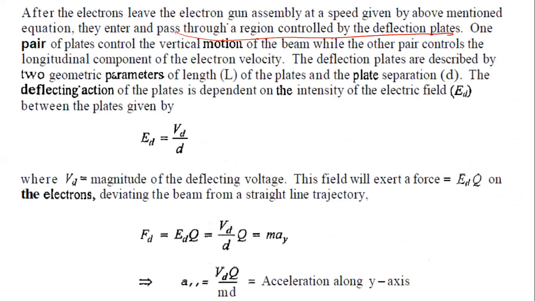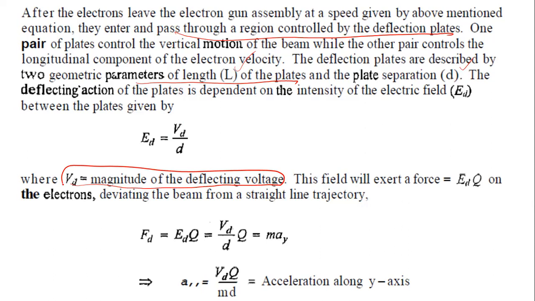Okay, now let's say the length of the deflection plates, let us consider only the vertical deflection plates for now. Let's say the length of the vertical deflection plate is L and the separation between the plates is D. Then if Vd is the magnitude of the deflecting voltage, that is the signal which is amplified and connected to the deflection plates, let's say it is the magnitude of the deflecting voltage.